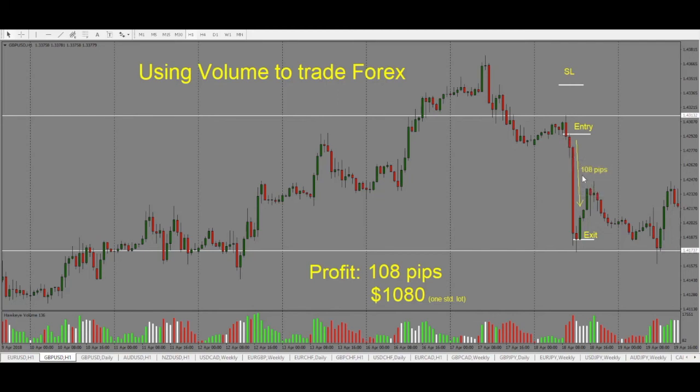And as price drops, we see that volume goes up, which shows that there is momentum to the downside. So we stay with the trade. And here we see that even though we have a red candle, our volume has shifted to white. So this is a place for us to exit the trade. From entry to exit here, we get 108 pips in our trade. So our profit is 108 pips or $1,080 if trading one standard lot.